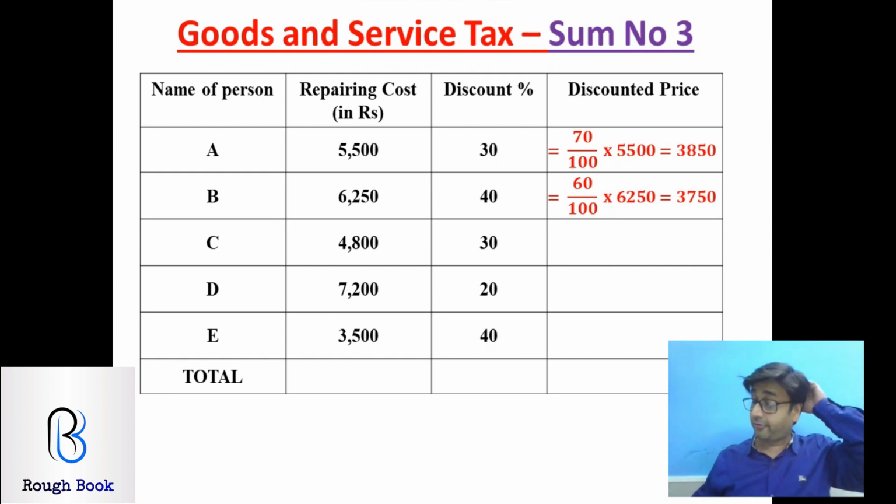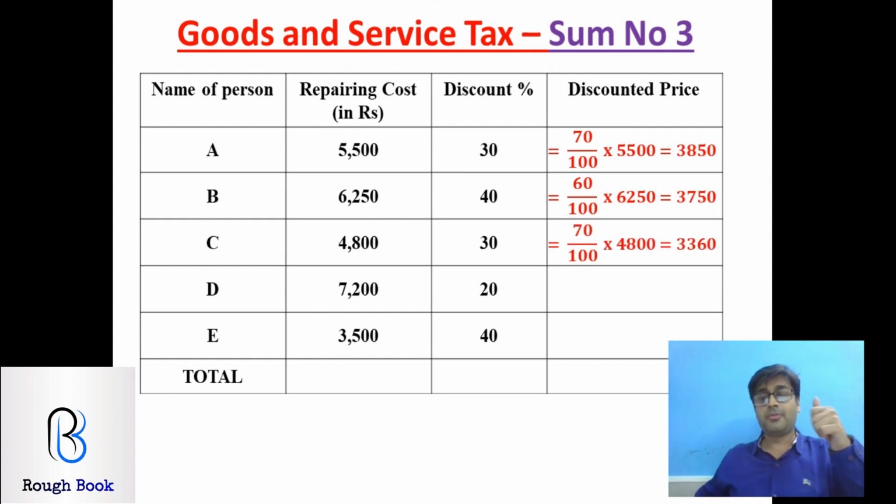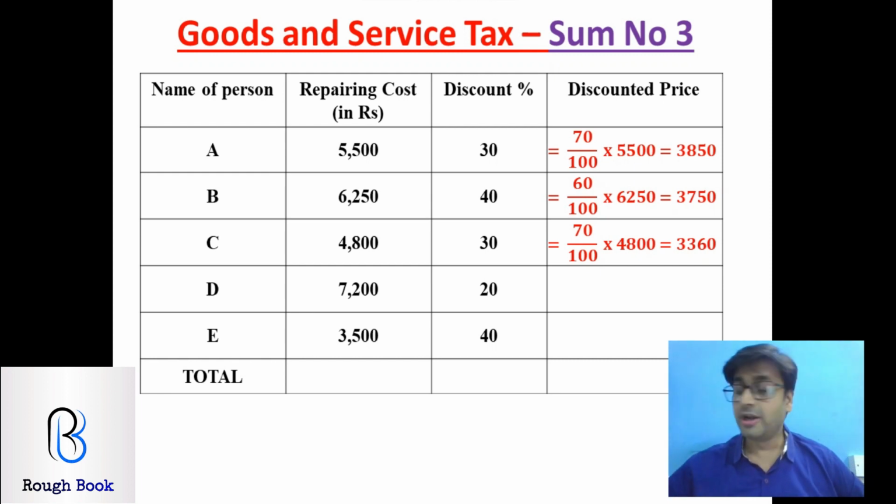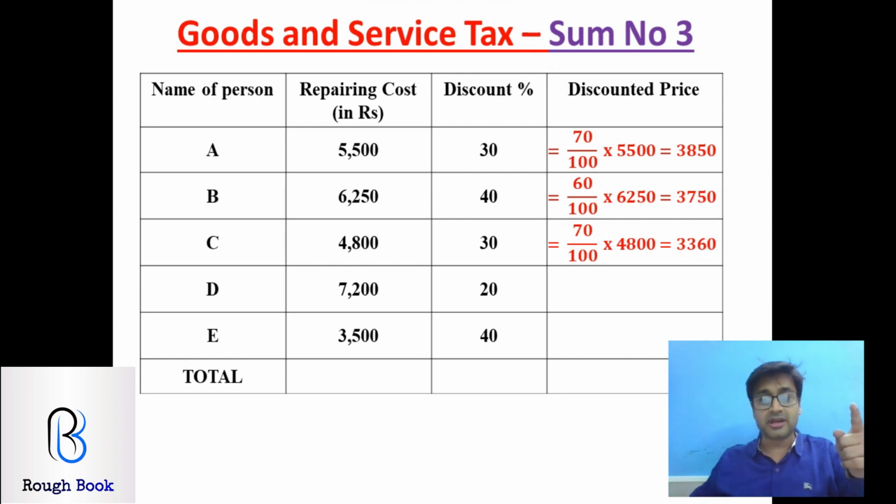30% for 4800. So we will take 70% of 4800. So 7 8s are 56, 28, 33. Do you get 3360? Perfect. How many of you all got it correct? Brilliant. Let's go ahead. 20%, so we will take 80% of 7200. So on cancelling, 8 2s are 16, 57 and 1 0. I get 5760. Did you get the same?